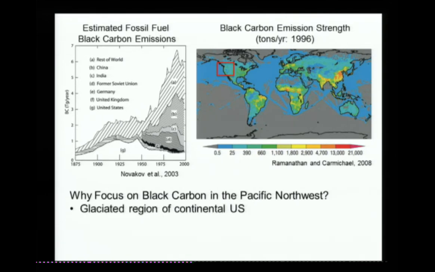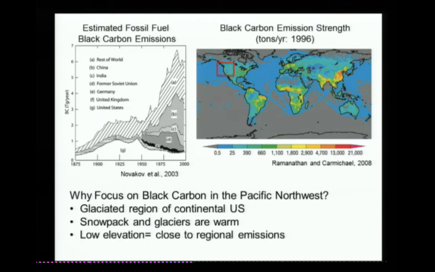First of all, if we're looking at where we've got glaciers in the continental US, the Pacific Northwest is, of course, the hot spot. The snowpack and the glaciers are warm. We've already seen this, that this region has a warmer snowpack, so it's more sensitive to small amounts of energy being added to the snowpack than a colder, more continental snowpack. And then because our mountain ranges here are relatively low elevation, they're also closer to emission sources.